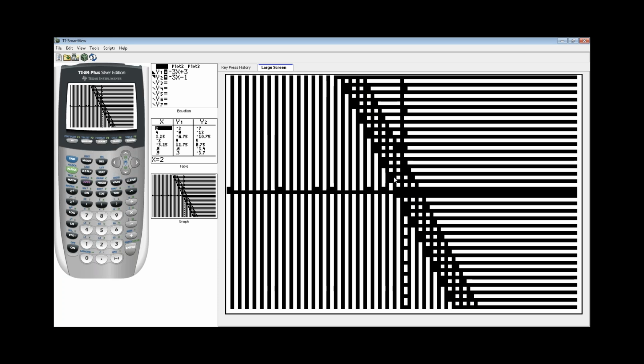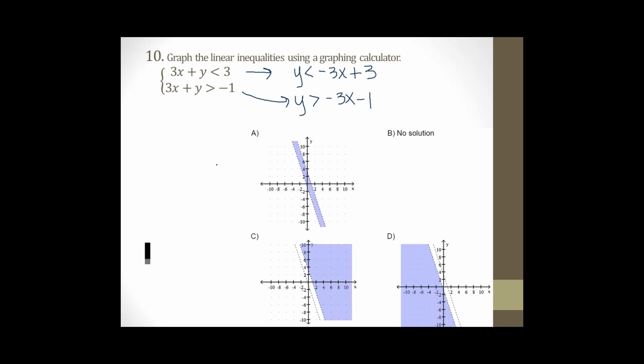Okay, this is where our intersection is. This is the solution. So even though the whole screen is shaded, we only care about where they overlap. So if we go back to our options, that would be option A, because that's where the two were overlapping.